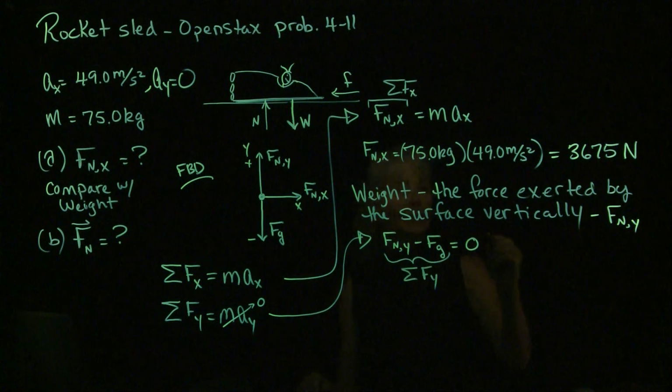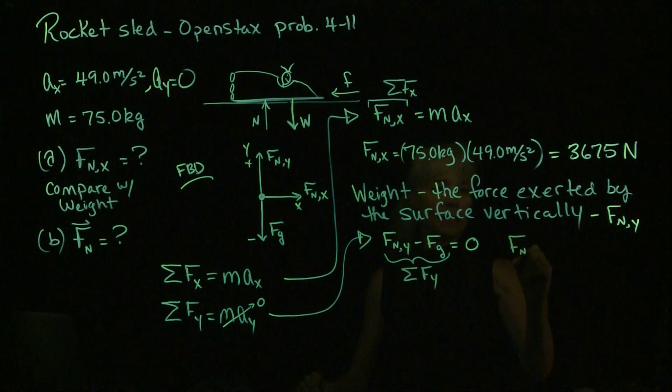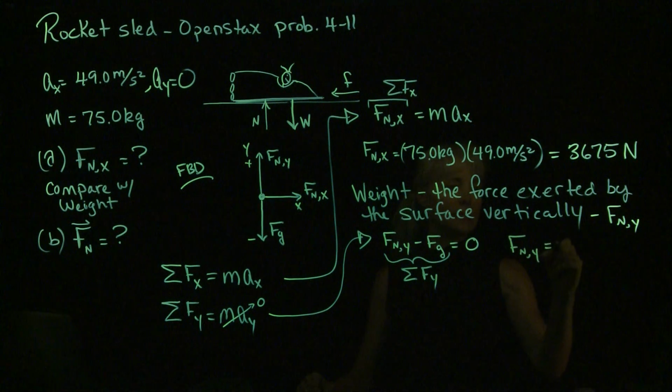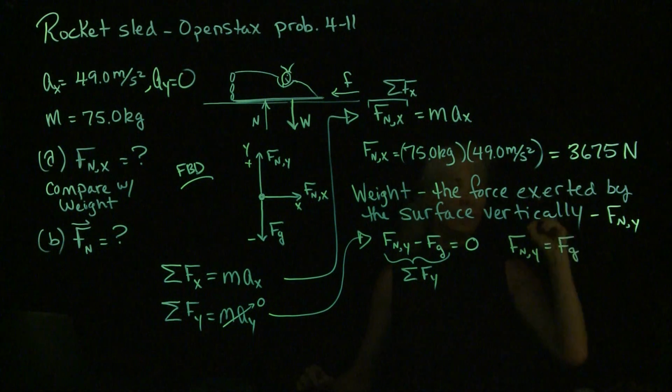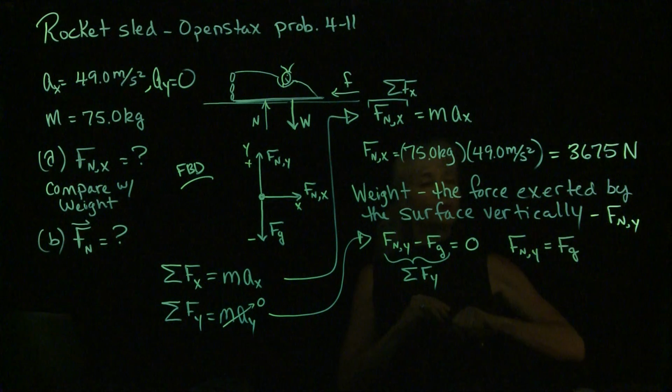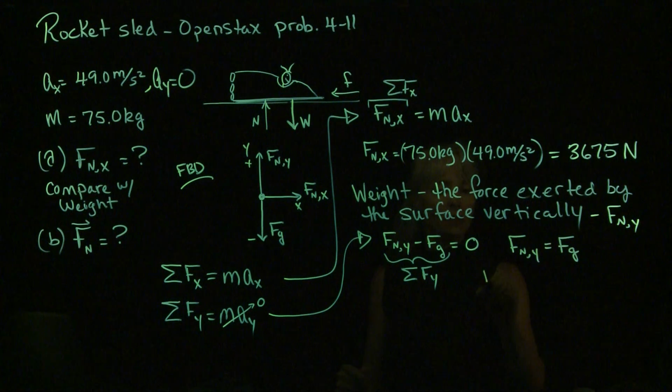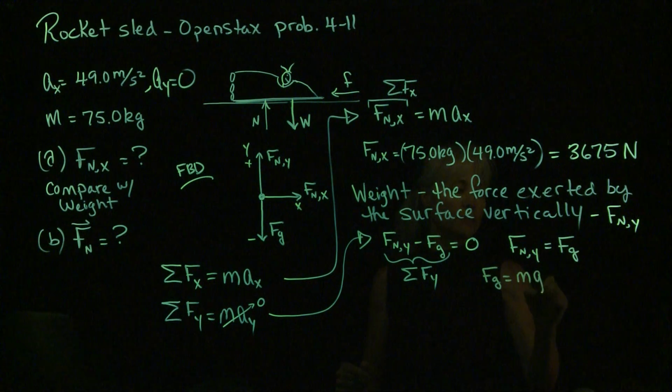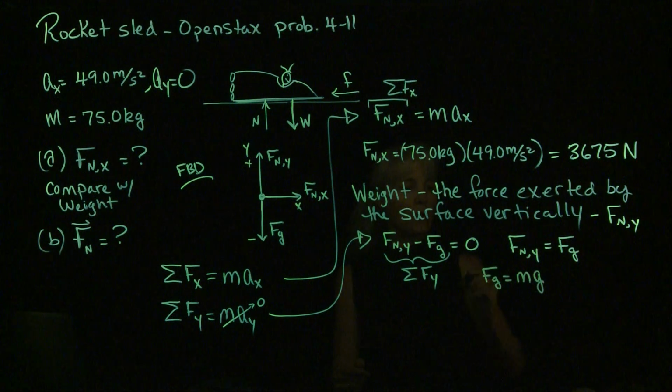So now you can see I can solve for Fny, and it is exactly equal to Fg. Now, if an object is on the surface of the Earth or near the surface of the Earth, the force of gravity exerted by the Earth is going to be just equal to the object's mass times the acceleration due to Earth's gravity. So this is going to be useful for us, and of course we know the object's mass and we know the magnitude of the acceleration due to Earth's gravity.